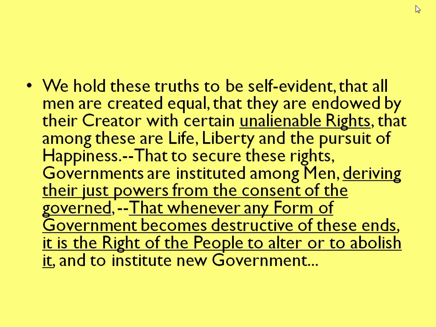"We hold these truths to be self-evident, that all men are created equal, that they are endowed by their Creator with certain unalienable rights, that among these are life, liberty, and the pursuit of happiness, that to secure these rights, governments are instituted among men, deriving their just powers from the consent of the governed, that whenever any form of government becomes destructive of these ends, it is the right of the people to alter or to abolish it and to institute new government." Now, John Locke's all over this one, okay? We have unalienable rights, and that government is by the people, for the people, and then when government becomes destructive of our rights, taking away our rights, it is our right, one of our unalienable rights, is to create a new government, to destroy the old, create a new one.